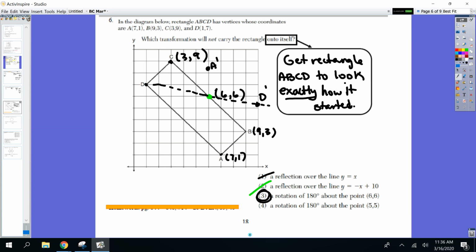And then if you did choice 4, 5, 5, which is right in the middle, which I believe is right here, you would see you reflect through, every point would match back up again. All right, so that's why it would be choice 3, rotation of 180 about 6, 6. Okay.